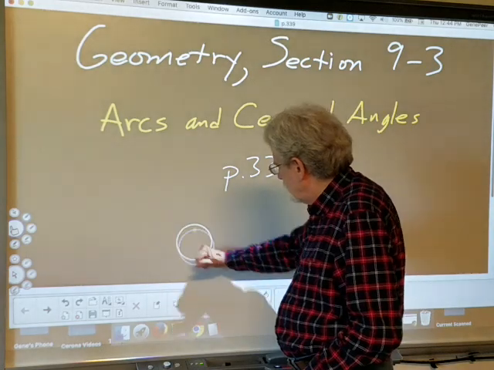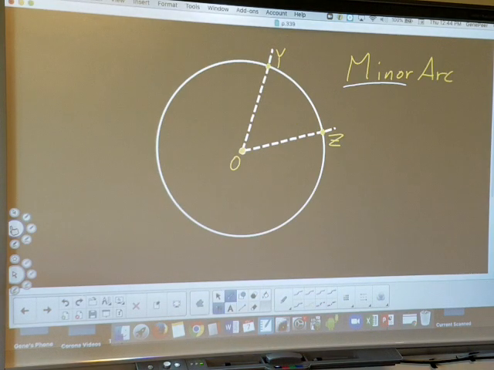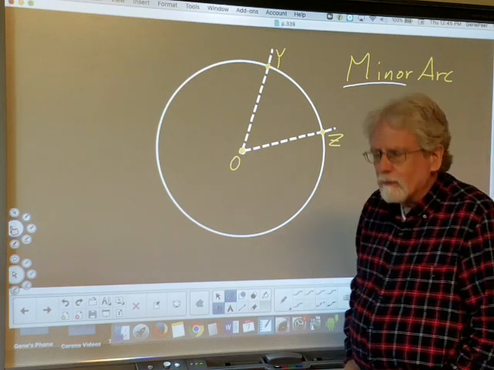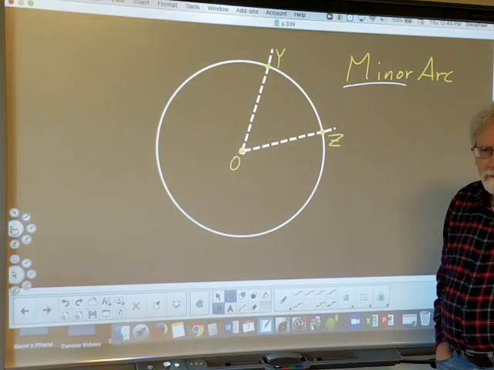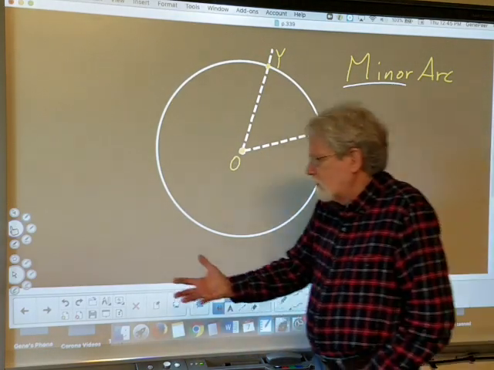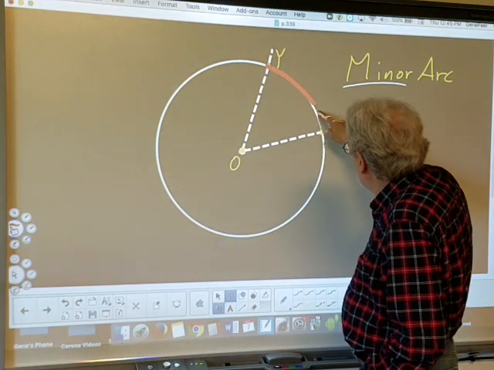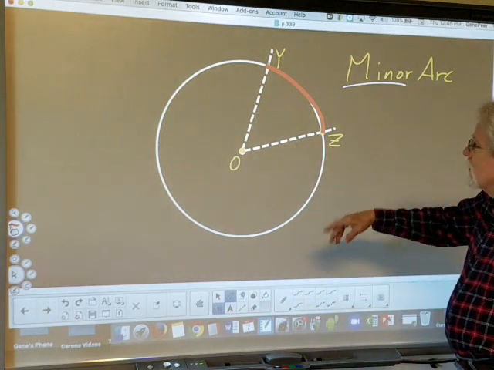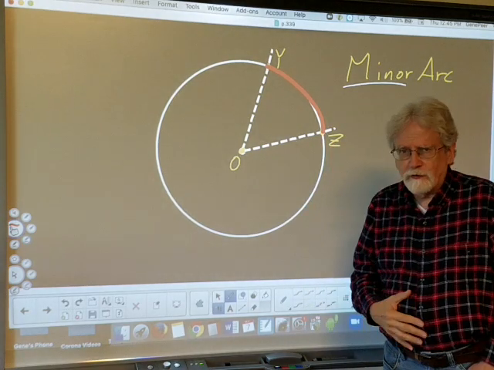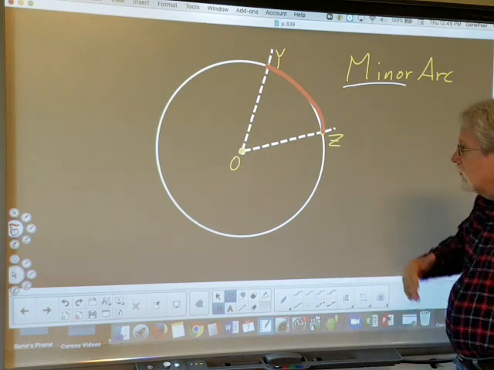Here we go. All right, here we have a circle. Definition. We've got a number of new definitions today. A minor arc. An arc is nothing more than a piece of a circle, such as this red thing right here. If that arc is less than half of the circle, it's called a minor arc.